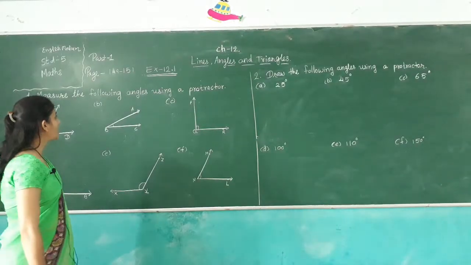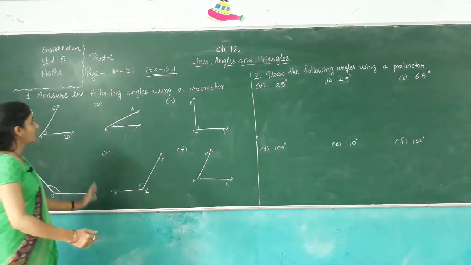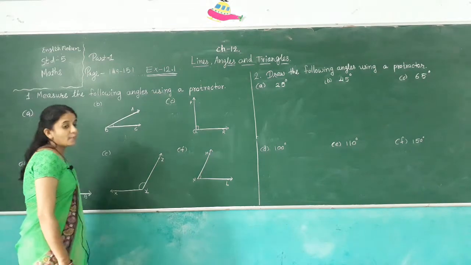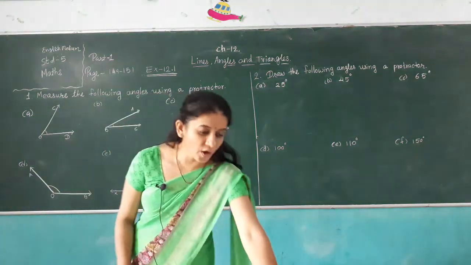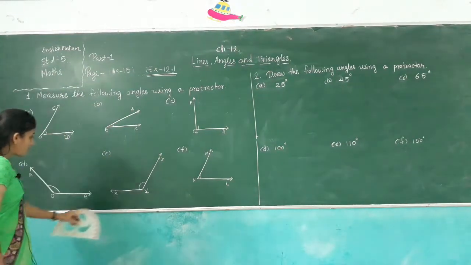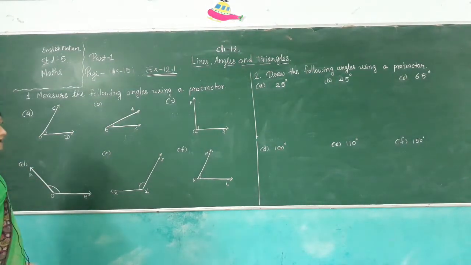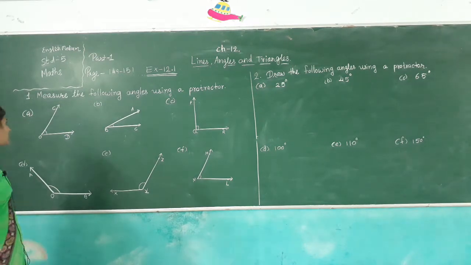Now exercise number 12.1, question number 1. Measure the following angles using a protractor. Here some angles are already drawn, so you measure them and write each angle's actual measurement.